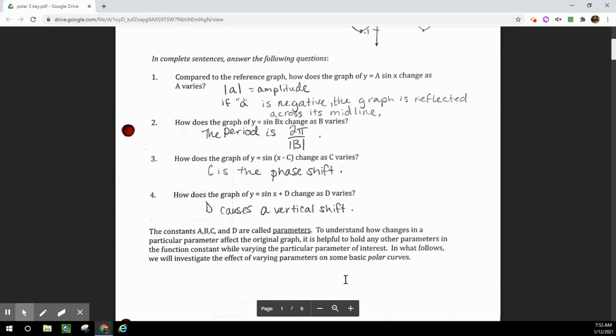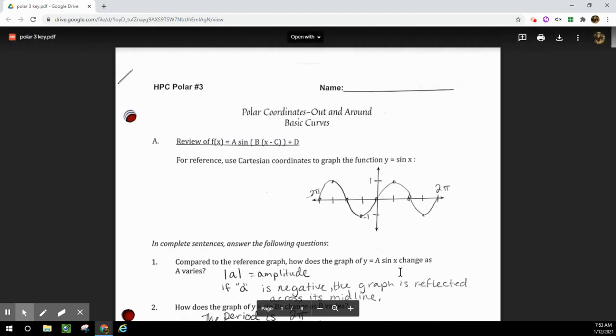So in what follows, we're going to investigate the way of changing various parameters on some basic polar curves, and we're going to learn about some very important types of polar functions. So I hope you enjoy and have a great lesson.